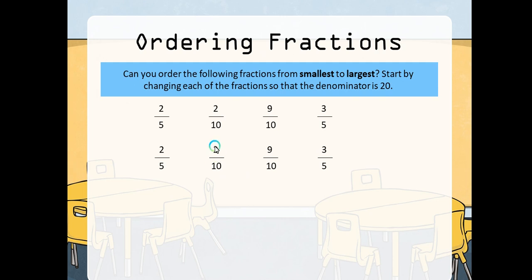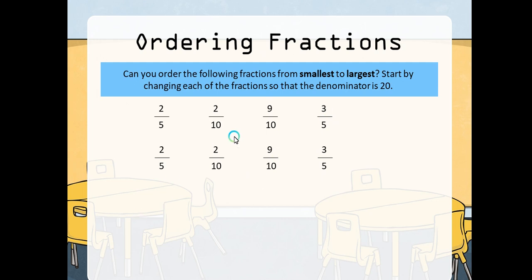Okay, and using 2, we can have 2 divided by 4 will give us 2. 2 divided by 20 will give us 10. Alright, that's going to be 9 over 10. 9 times 2 will give us 18, and 10 times 2 will give us 20. And here 5 times 4 is 20, and 3 times 4 is going to give us 12.